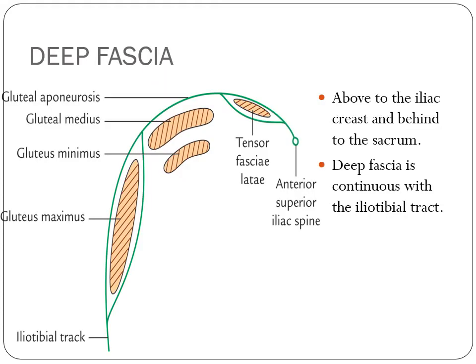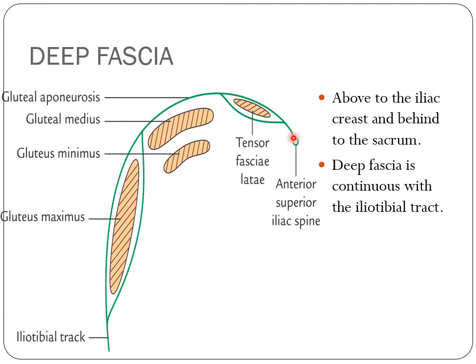Now the deep fascia. The deep fascia attaches above to the iliac crest and behind to the sacrum. Deep fascia is continuous with the iliotibial tract. You see, these are the continuation of this deep fascia to form the iliotibial tract. Here you see the anterior superior iliac spine, above and below there is the sacrum. These are the attachments of this deep fascia.